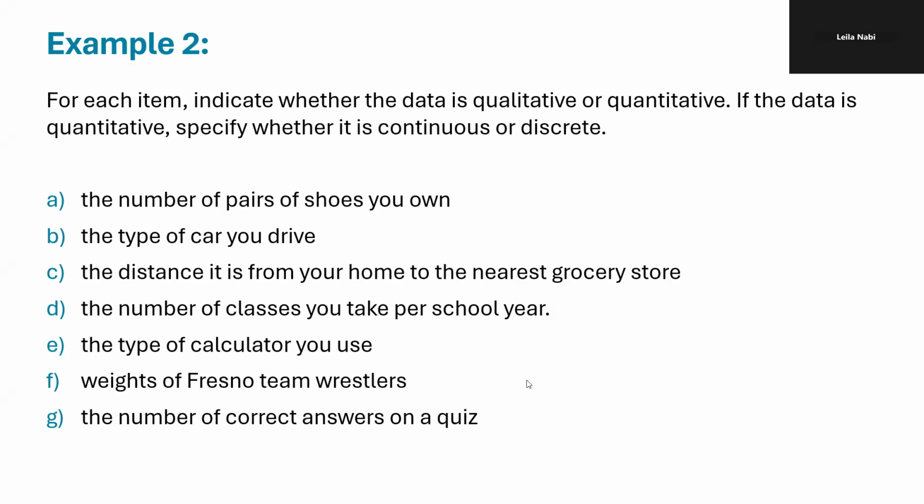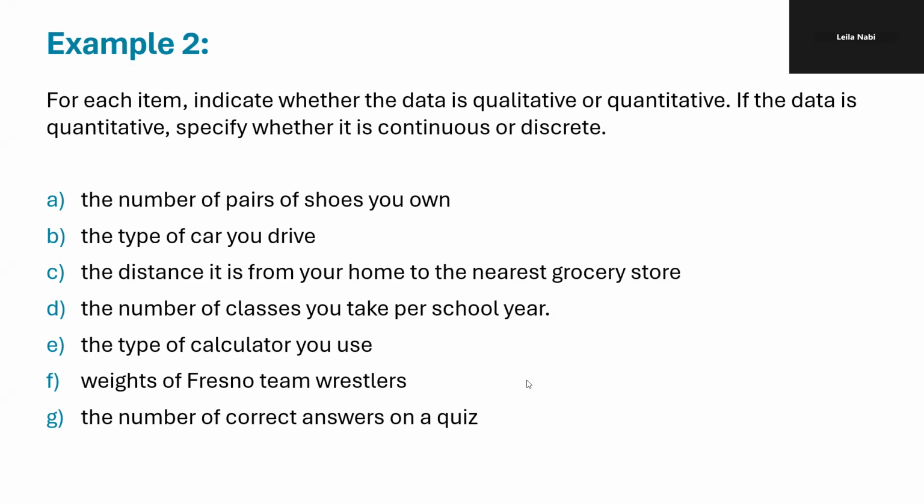Next question, the number of classes you take per school year. You may have only 1 class, you may have 10 classes, 5 classes, 6 classes, it's a number, so that's quantitative. Now, if it's quantitative, we can say if it's discrete or continuous. So we never say we have 5.5 classes in this semester. Just 1 or 2 or 3 or 4 or 5, so that's discrete.